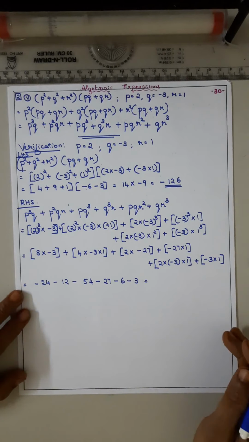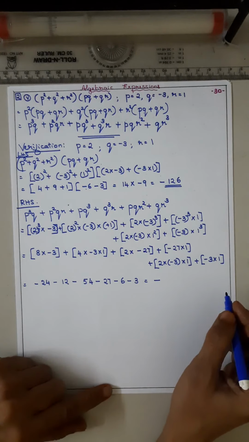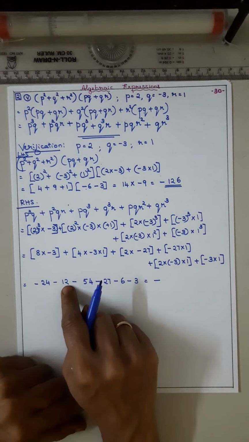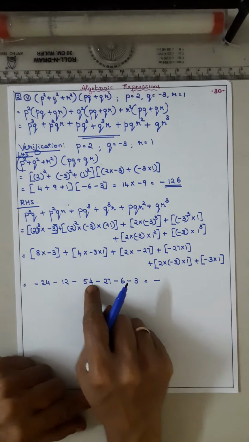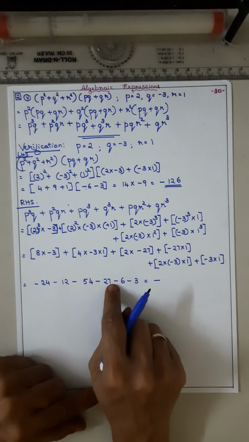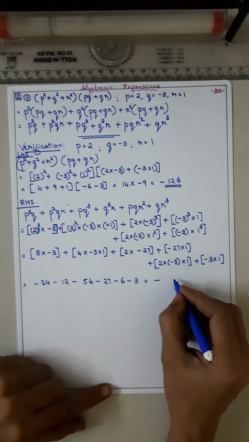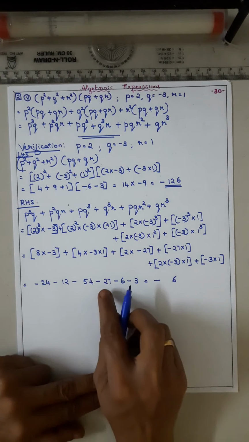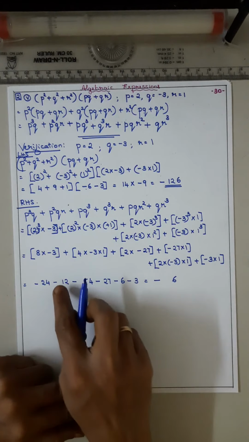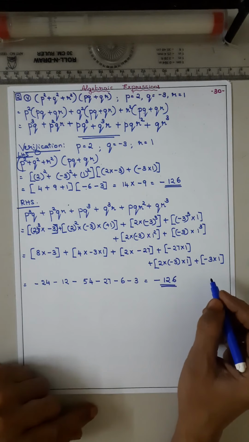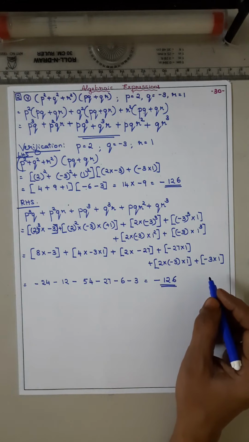Now all are negative, so add and put the sign minus. So it becomes 4 plus 2, 6, plus 4, 10, plus 7, 17, plus 3, 20, plus 6, 26. 2 3 4, 9 10 11 12. So that is minus 126.